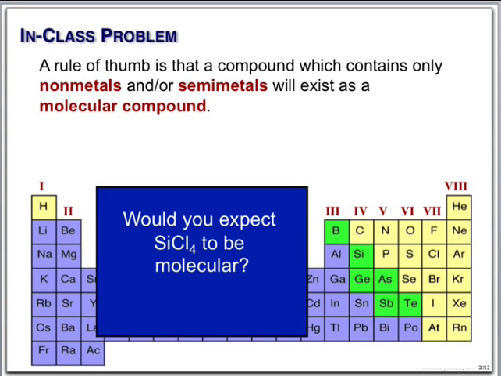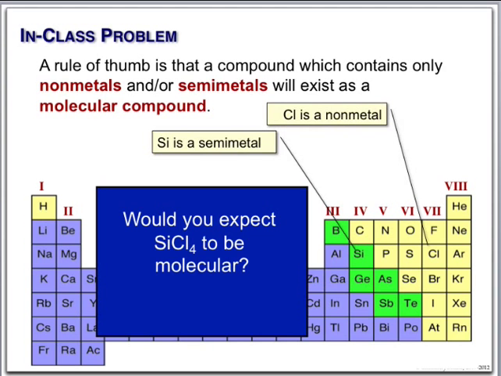Silicon tetrachloride. Behind silicon. Silicon's hiding here under carbon. And it's green. That's a semimetal, isn't it? Chlorine, we've already done, is a nonmetal. Semimetal plus nonmetal, molecular.